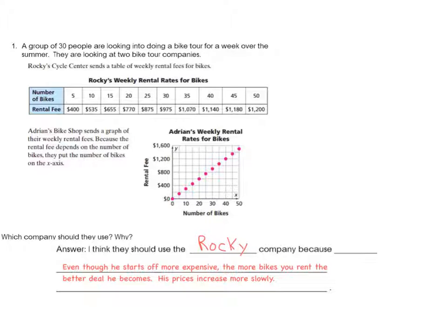So the point is, there's a relationship between the number of bikes and the rental fee. That fee is dependent on the number of bikes that are rented. But they have different relationships depending on the bike company. All right, go ahead and turn to the next page, and we'll take a look at some more examples.